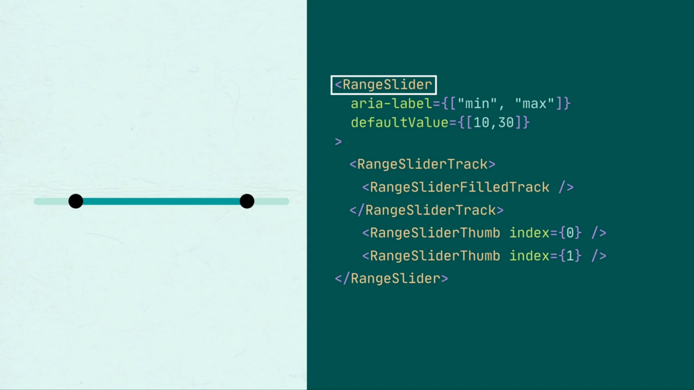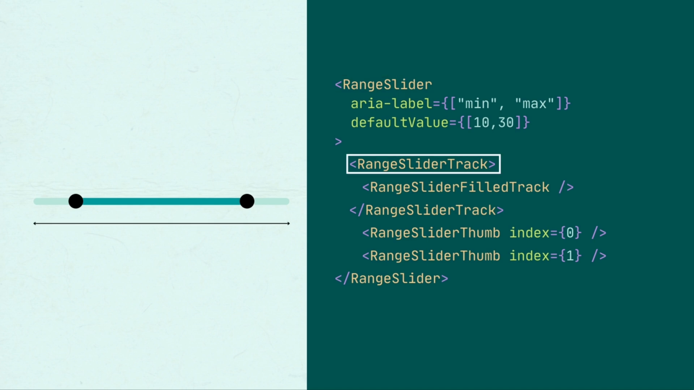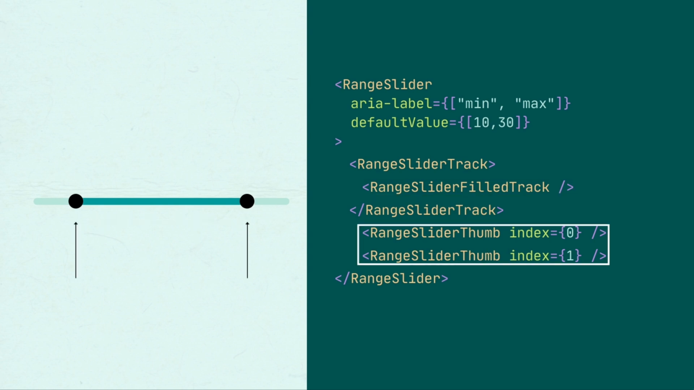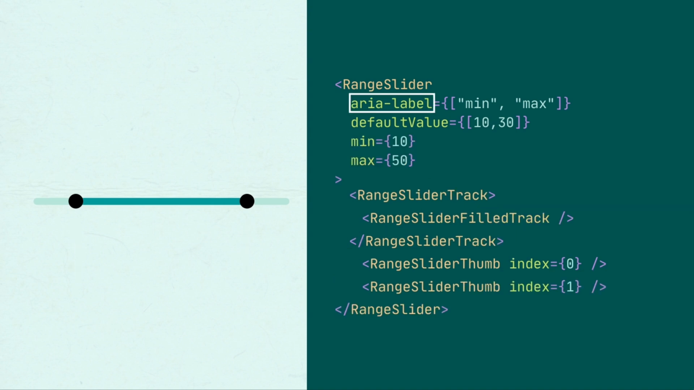The Range Slider is the root component that provides the functionality for the entire component to work. Range Slider Track represents the value range between the minimum and maximum values of a slider. The Range Slider Filled Track shows the range of values selected. Range Slider Thumb is the handle that is used to select the slider value.